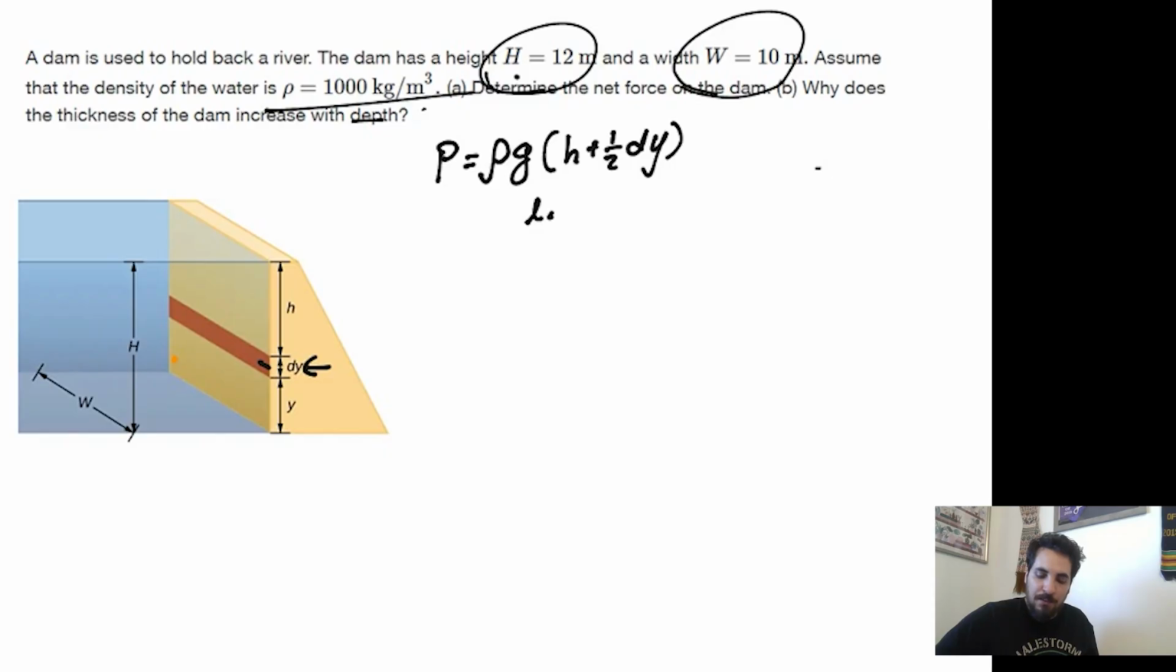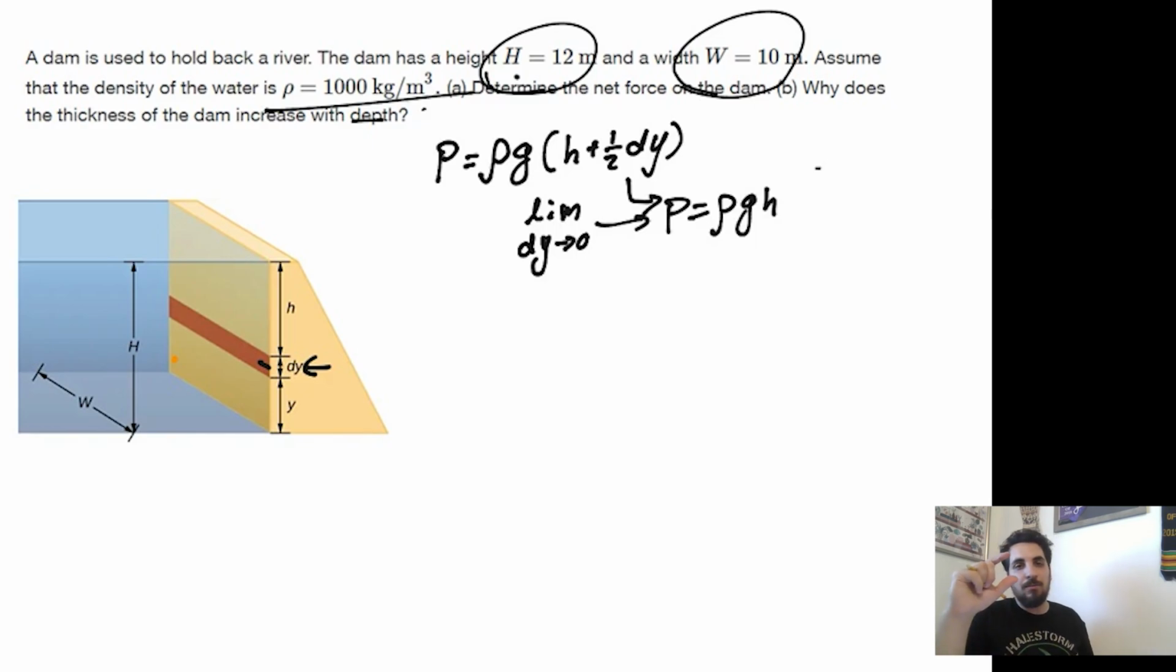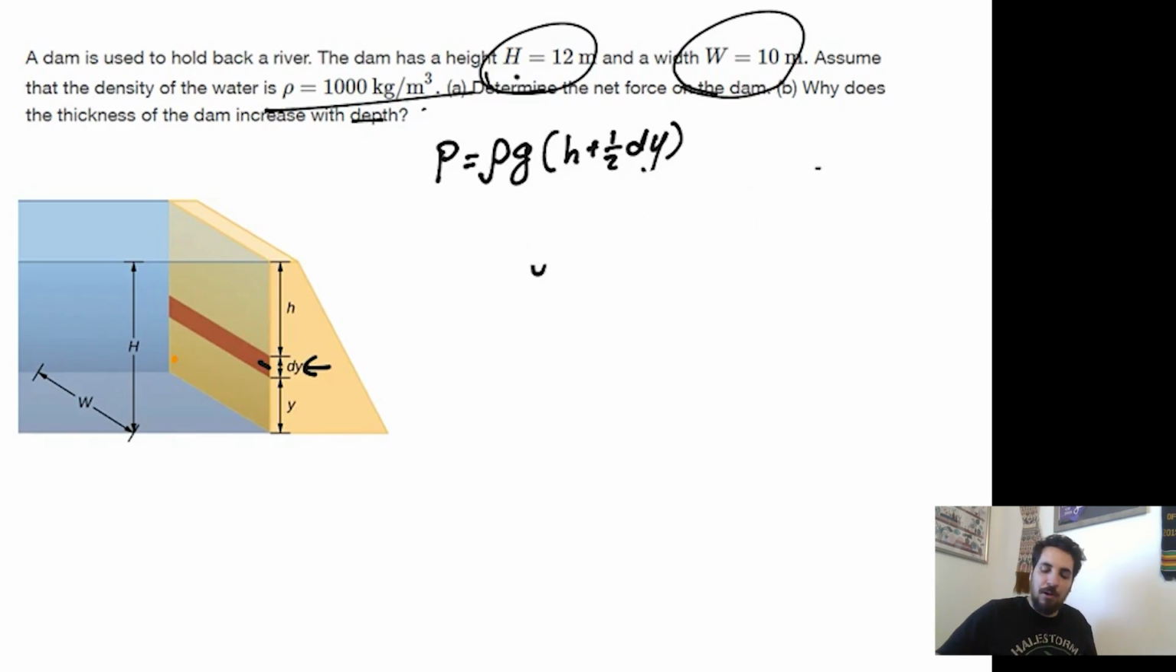But in the limit that dy goes to 0, this pressure just becomes rho gh. Essentially, we take that dy to be infinitesimally small. So I'm just going to write the pressure is equal to rho gh, and that's going to be good enough. We then ask the question, okay, well, the area is going to have some small value, and the area is going to be equal to the width times dy.